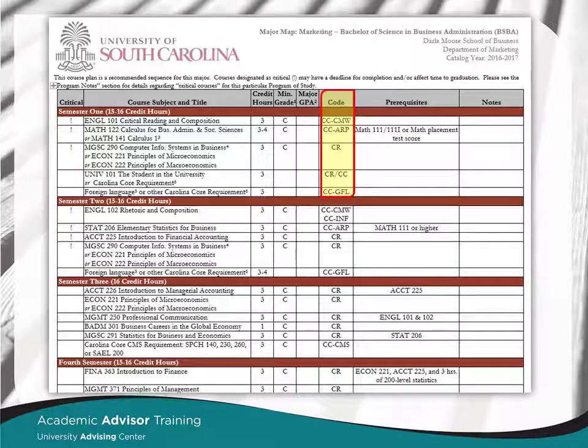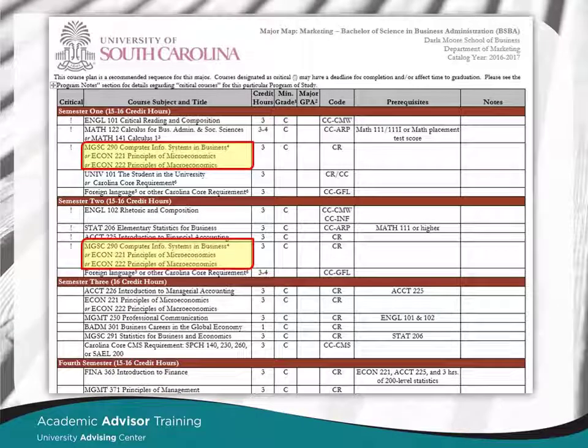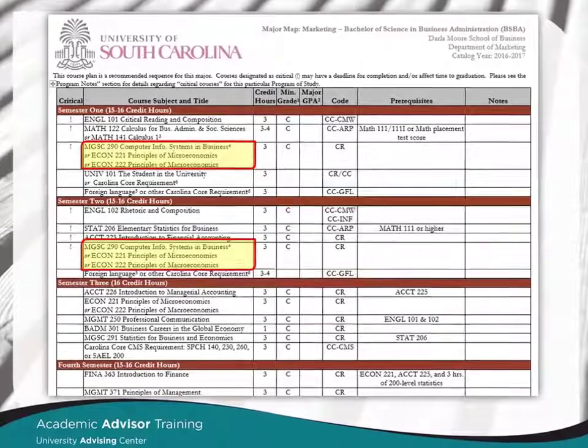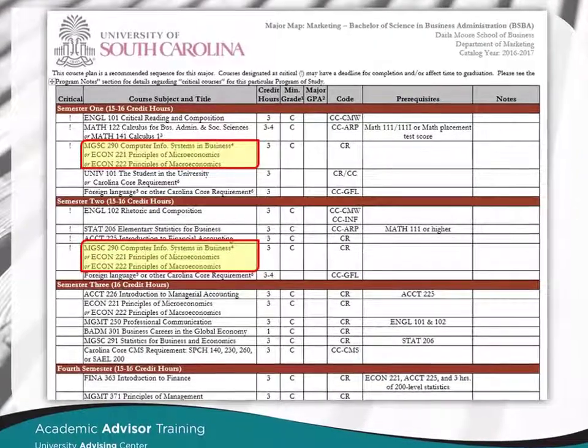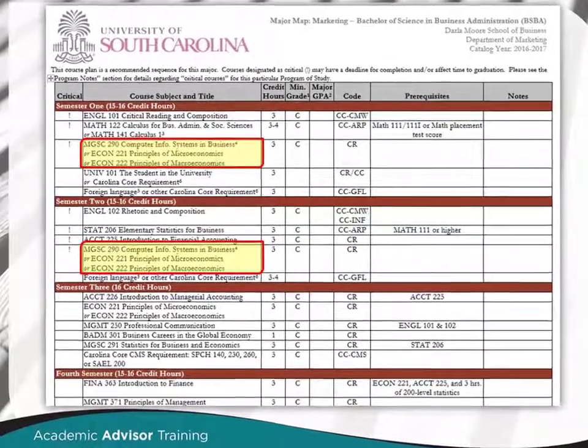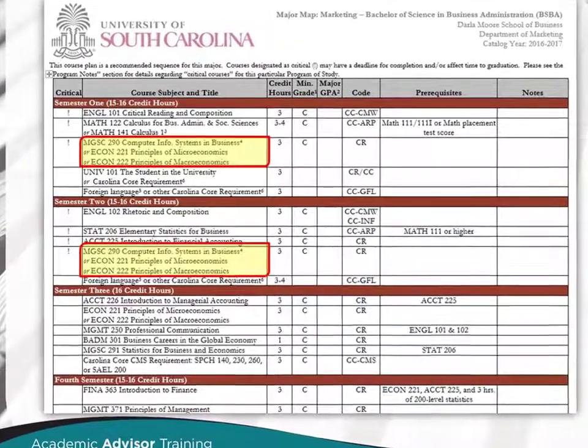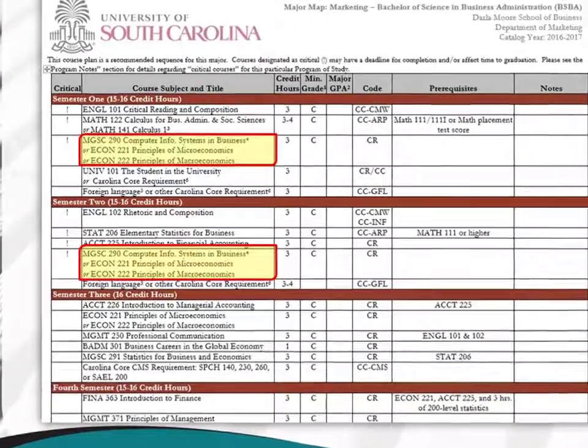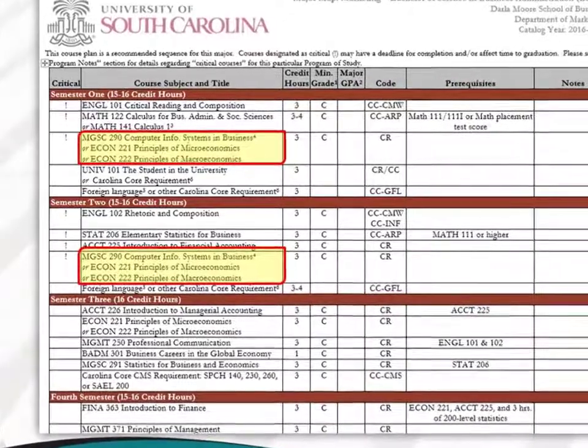Next, notice the code column. Management Science 290 and Econ 221 or 222 are college requirements. The same requirements are listed in semester 2 as well. This shows that one requirement must be met each semester. For example, Management Science 290 may be taken in the fall, and Econ 221 may be taken in the spring.